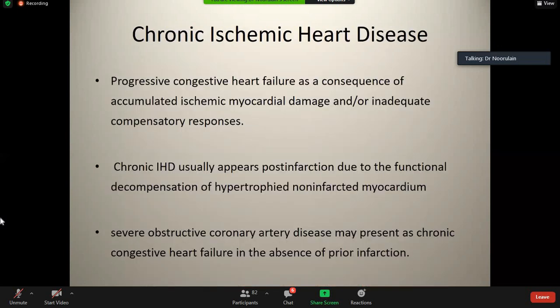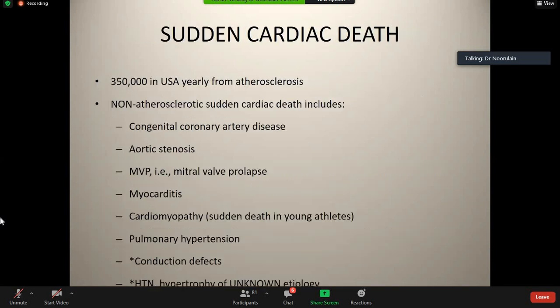What is chronic ischemic heart disease? It is a consequence of the accumulated ischemic myocardial damage and inadequate compensatory response. Okay, we have only 2 minutes. And chronic ischemic heart disease typically appears post-infarction, due to the functional decompensation of the hypertrophic heart and the different contraction defects.